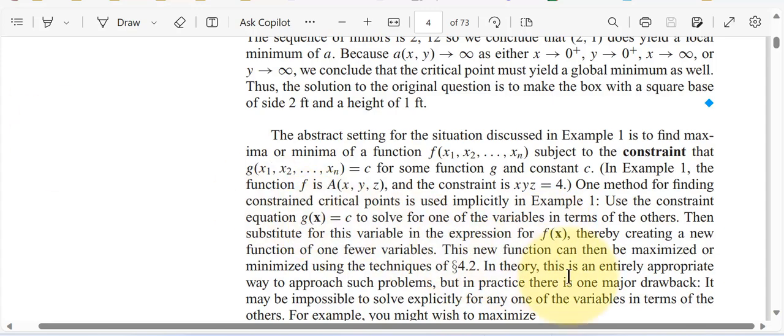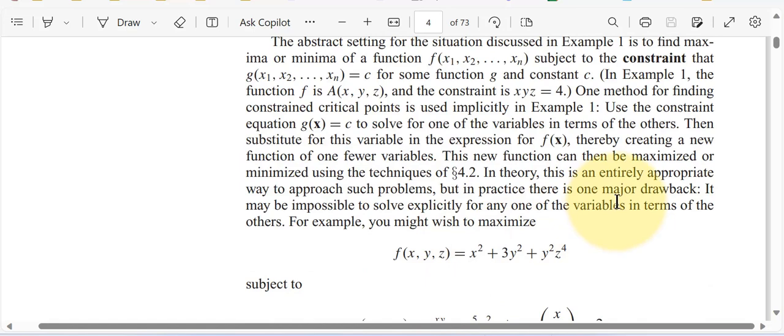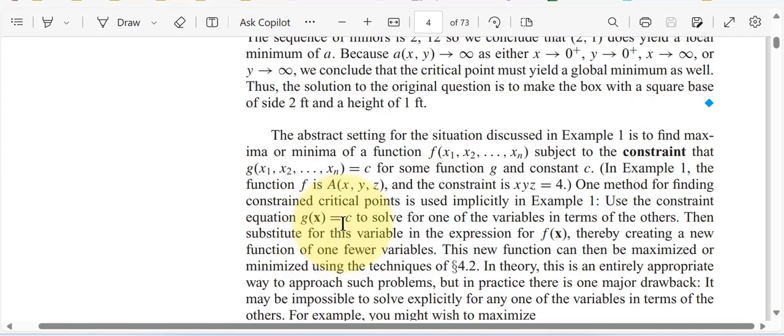So she says, in theory, this is an entirely appropriate way to approach such problems, but in practice, there is one major drawback. It may be impossible to solve explicitly for any one of the variables in terms of the others. So remember, we're going to solve for one of the variables in terms of the other. That's what we did up above, and that's what we're talking about doing more generally. But she says it's not always possible.